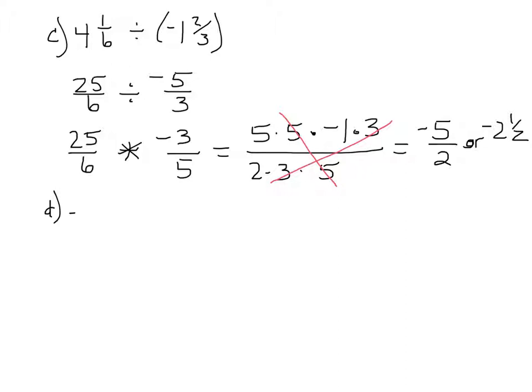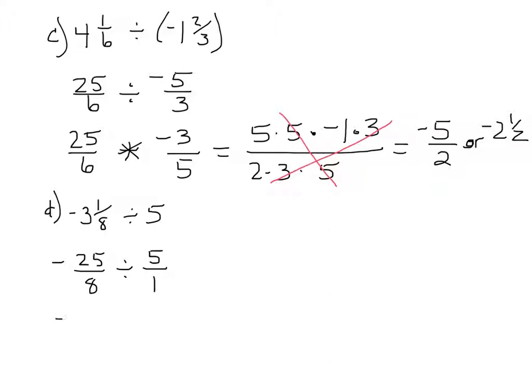Alright, last one. Negative 3 and 1/8 divided by 5. If I'm going too fast, then you should pause the video or just rewind and listen again. Alright, I need to change them to improper. 8 times 3 is 24. Add 1 is 25. 25 eighths. Don't forget, though, that it's negative. Divided by, and instead of 5, I'll write it as 5 over 1.